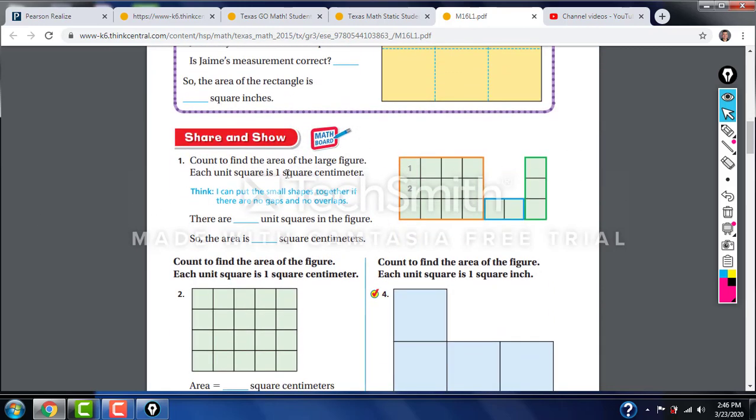Okay, count to find the area of the large figure. Each unit square is 1 square centimeter. So there are how many unit squares in the figure? So just count them. 1, 2, 3, 4, 5, 6, 7, 8, 9, 10, 11, 12, 13, 14, 15, 16, 17. Did you get 17? Very good. So the area is 17 square centimeters. And we just counted the squares in this case right here.